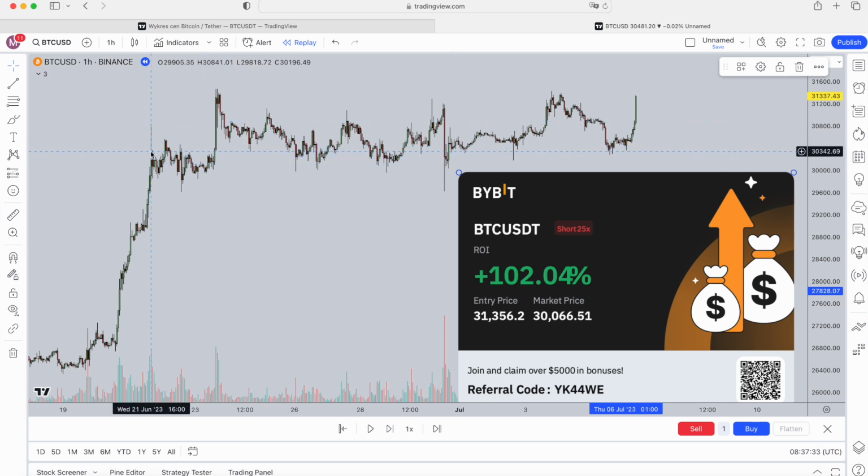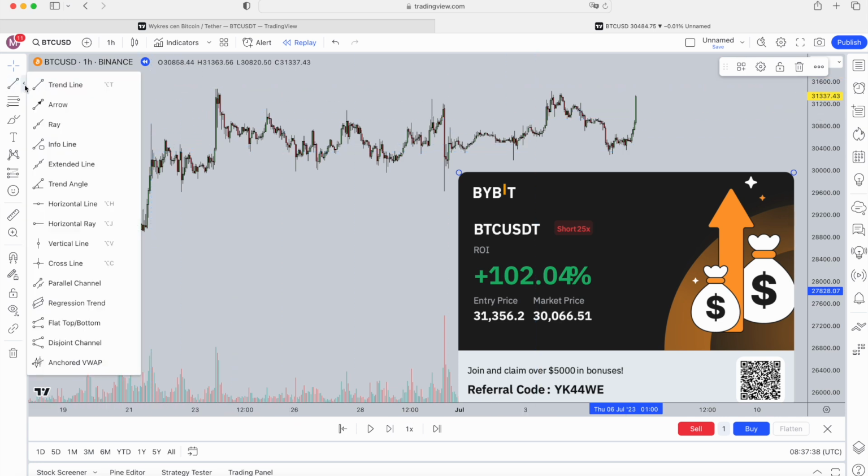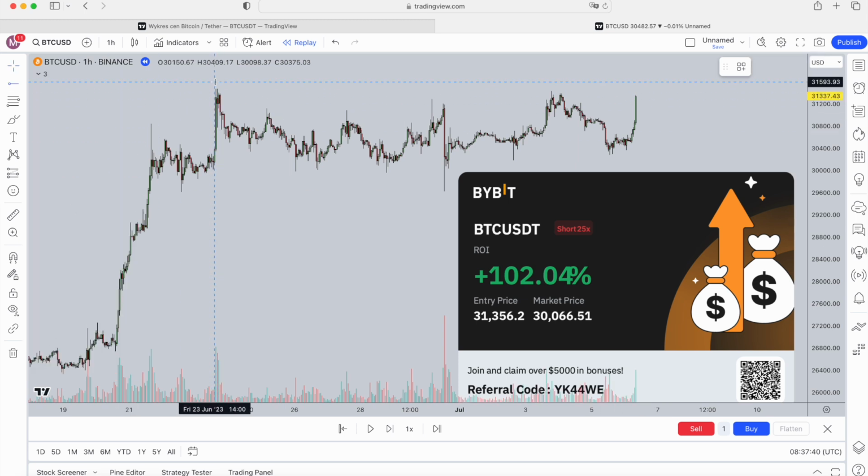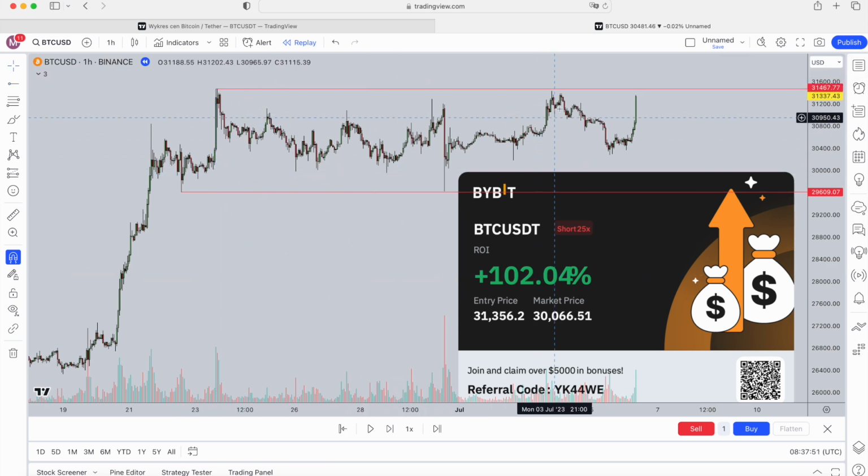So as you can see, from around 21st of June, we are in a range. You can easily mark this range by marking the low of the range and the high of the range. And as you can see, what price is doing is fluctuating in this range.